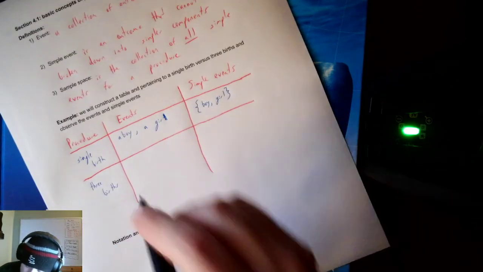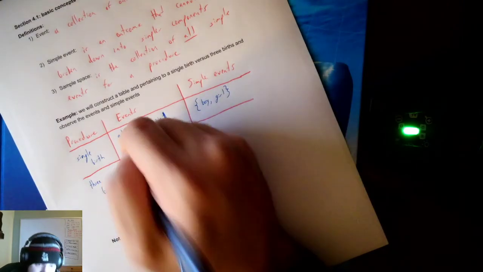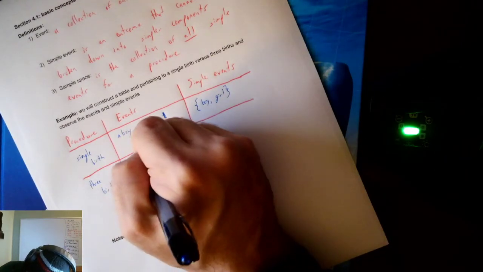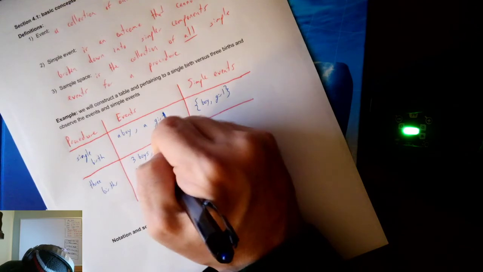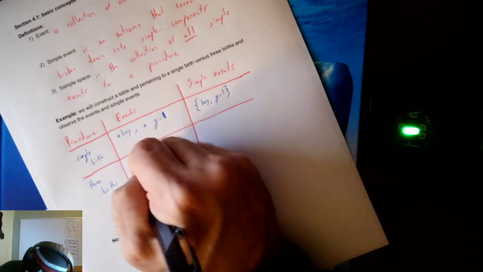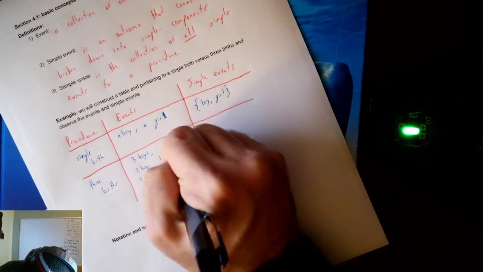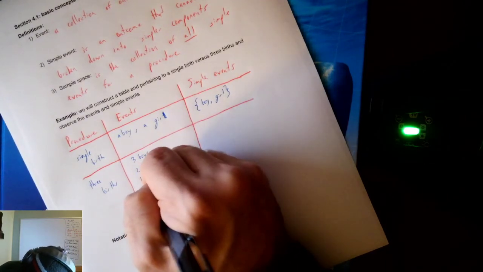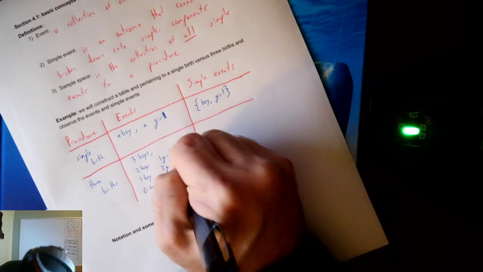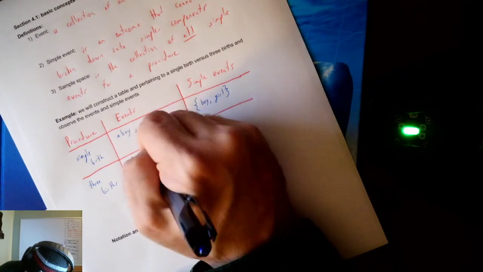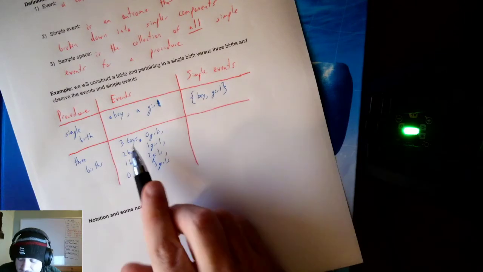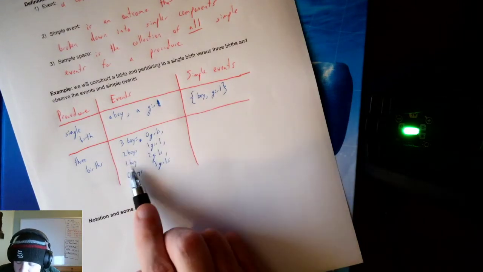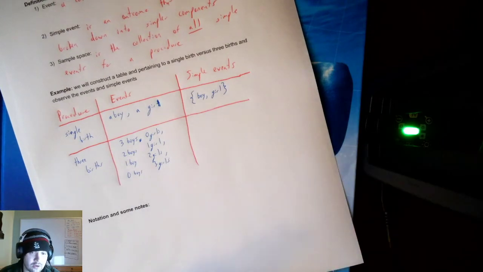However, with 3 births, I have some different possibilities. If I have 3 children, I could have 3 boys, or I could have 2 boys and 1 girl, or I could have 1 boy and 2 girls, or I could have 0 boys and 3 girls, right? And in the first example, I suppose we should go back and add 0 girls as well. Those are the different events I can have for 3 births: 3 boys and no girls, 2 boys and 1 girl, 1 boy and 2 girls, or 0 boys and 3 girls.